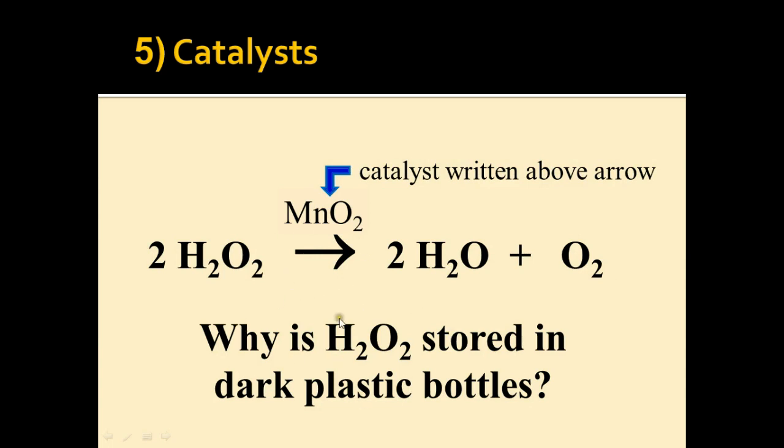And normally this reaction happens so slowly because light actually breaks down this chemical, hydrogen peroxide. So that's why it's stored in plastic bottles, because light is a catalyst. But this is another catalyst that makes it go even faster. And so that is why it's stored in plastic bottles, so it keeps away the energy, so it reacts at a slower rate.